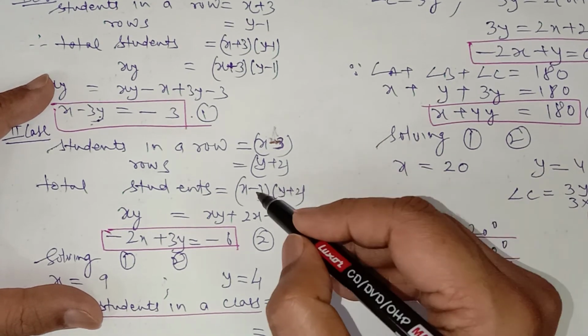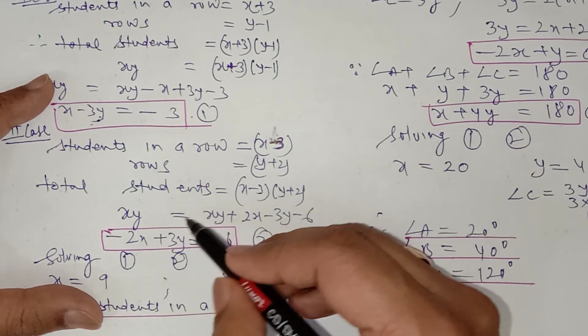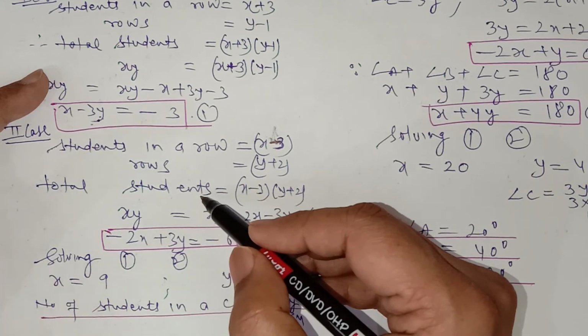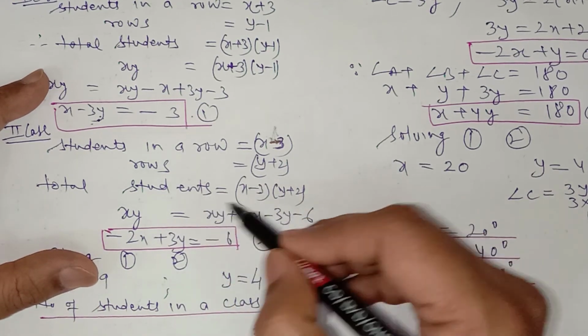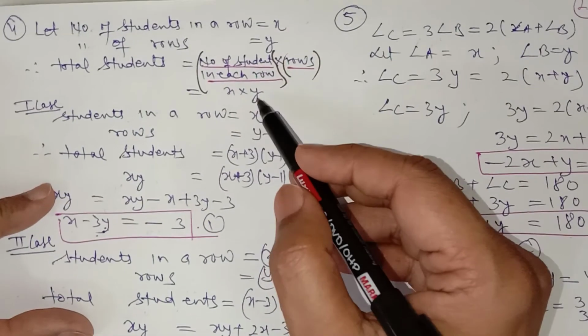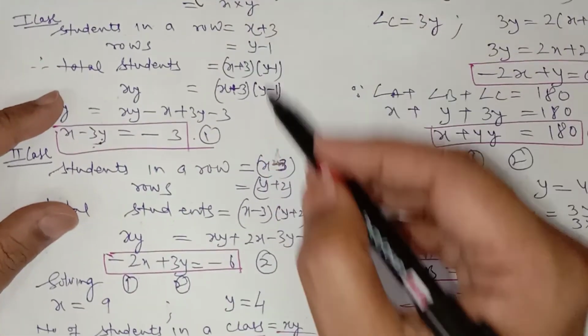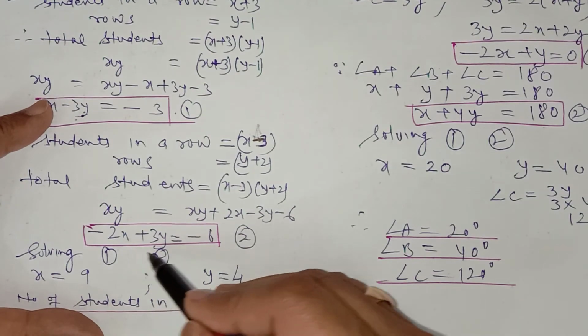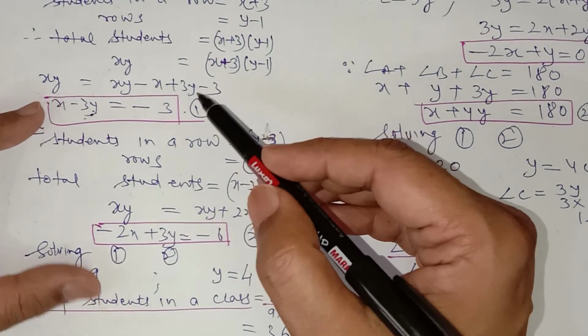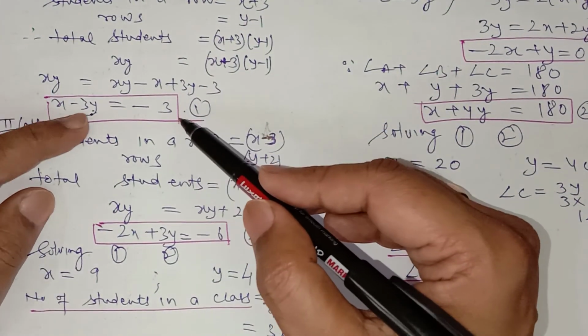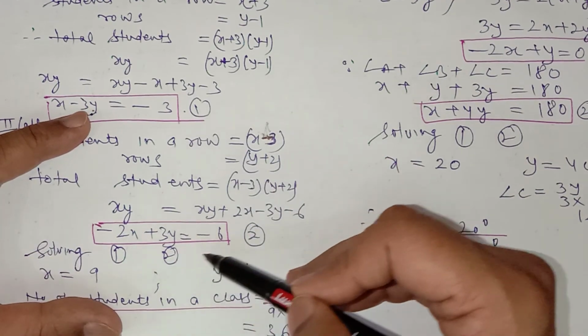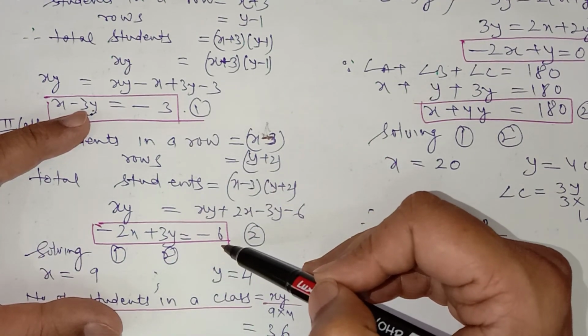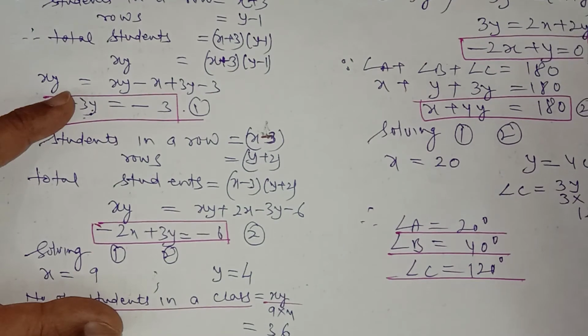This into this, and this will remain as x into y because the number of students will remain the same in a class. So this will be equal to x into y, which is the number of students originally. By arranging this equation, you get the equation as minus x plus 3y is equal to minus 6. Now the two equations are x minus 3y is equal to minus 3 and minus x plus 3y is equal to minus 6. Now solve these equations by any method.